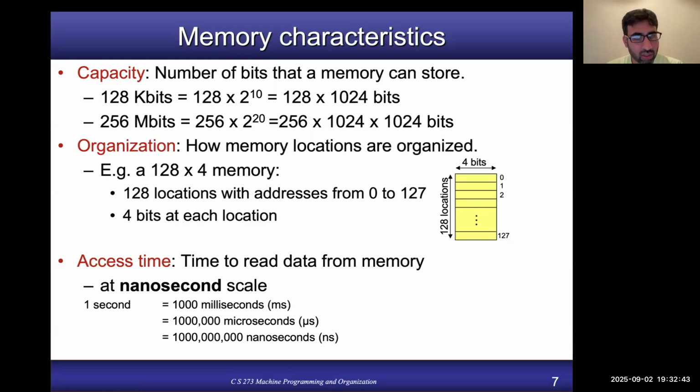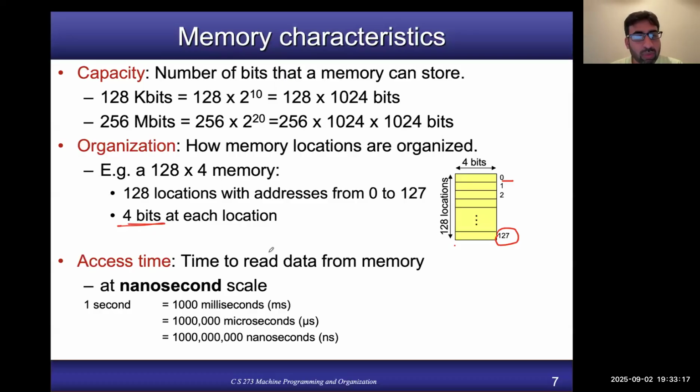The second thing is organization, which basically tells you how memory locations are organized, just like shown in this figure here. If you have a memory which is 128 cross 4, then it means there are in total 128 locations starting from 0, and each location can store 4 bits. Okay, not 4 bytes. Each location can store 4 bits. And access time is the time that is needed to read the data from memory.